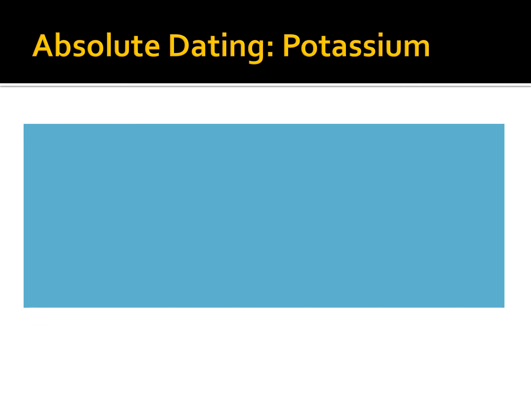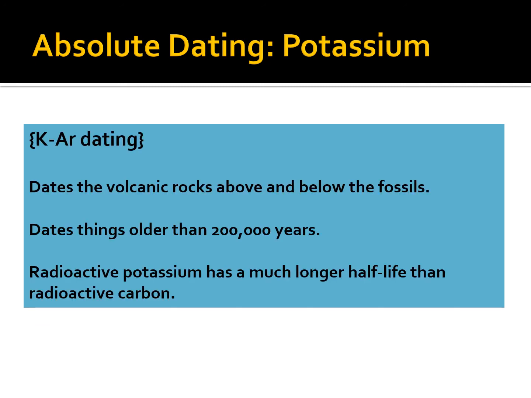Another form of absolute dating that's used in paleontology is potassium-argon dating. It dates volcanic rocks above and below fossil layers, right? It can date things that are older than 200,000 years. And this is because radioactive potassium has a much longer half-life than radioactive carbon, right? So essentially what we're really doing is measuring the decay rates of these specific elements, like carbon or potassium.